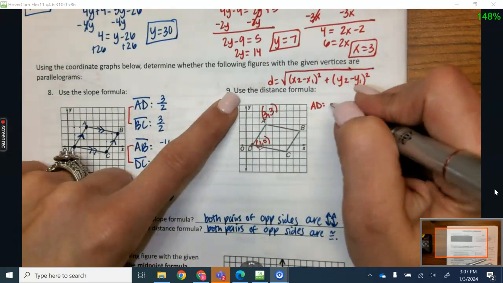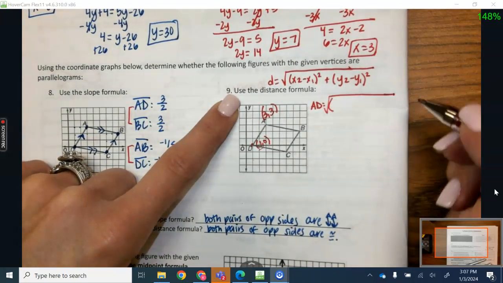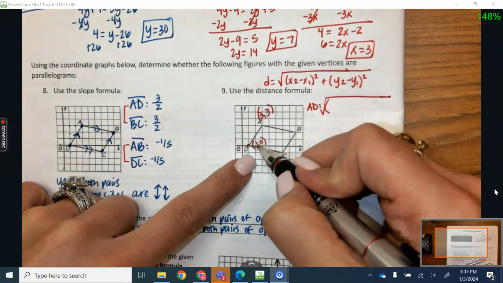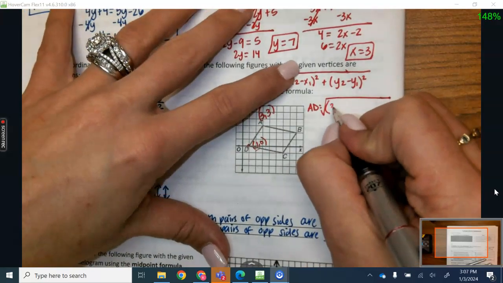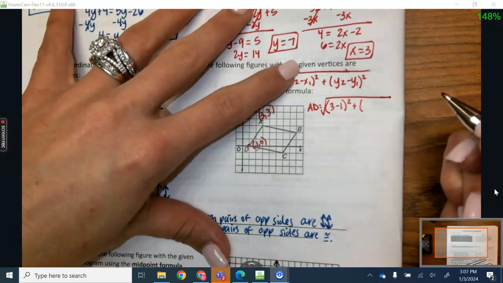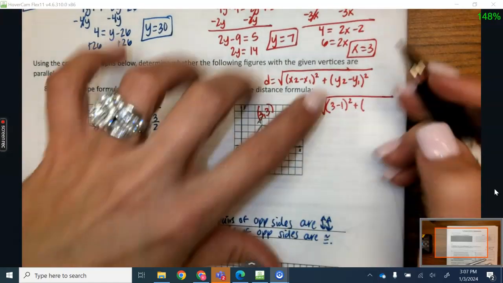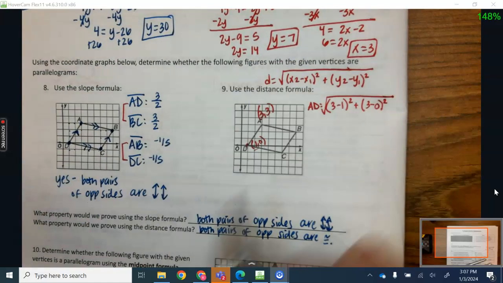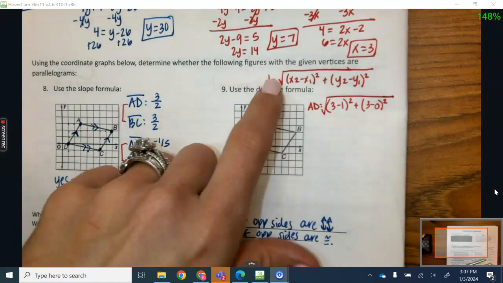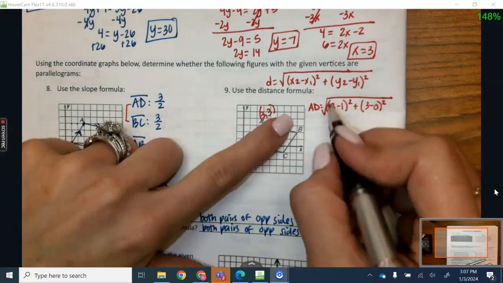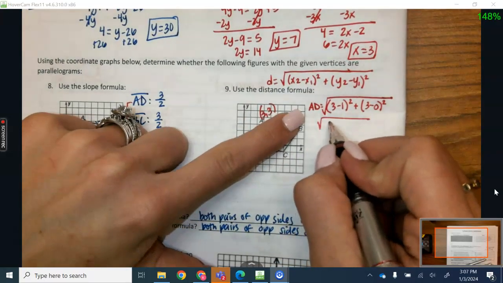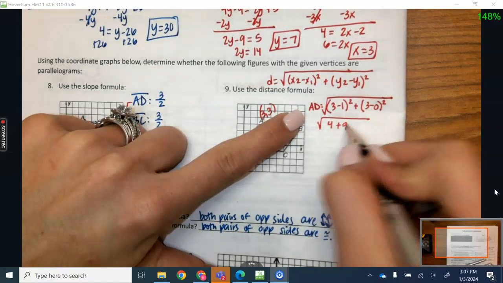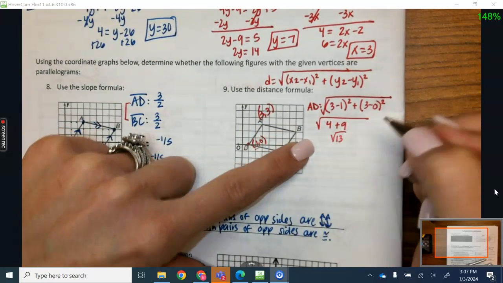So if I do the distance of AD, I need to take x2, we'll just call this x2, 3, minus x1, 1. So 3 minus 1 squared plus y2, 3, minus y1, 0 squared. So I'm not going to do this step by step every single time, but that is just plugging it in. Okay, so 3 minus 1 is 2, and 2 squared is 4. 3 minus 0 is 3, and 3 squared is 9. So the distance of AD is the square root of 13.